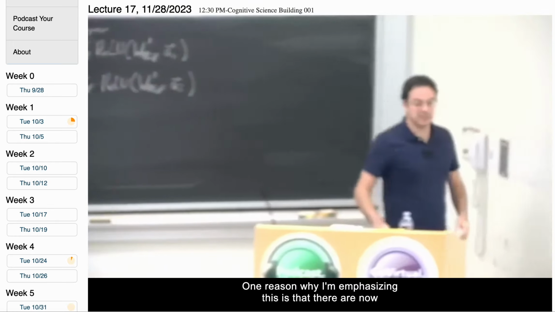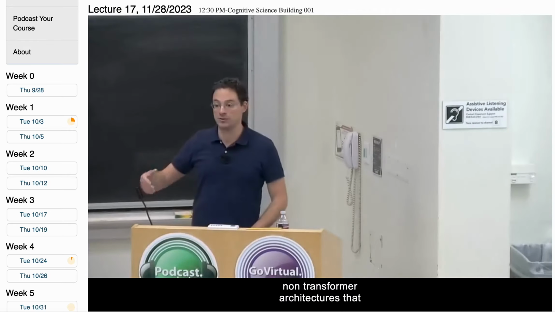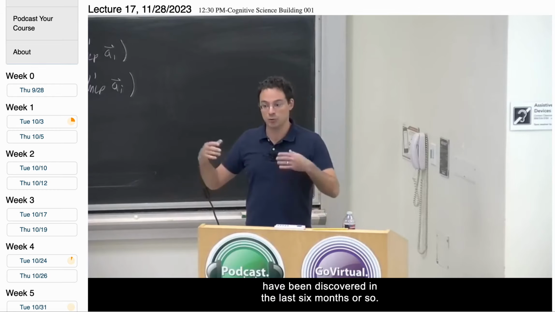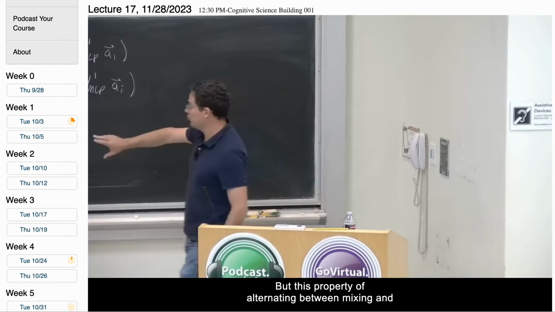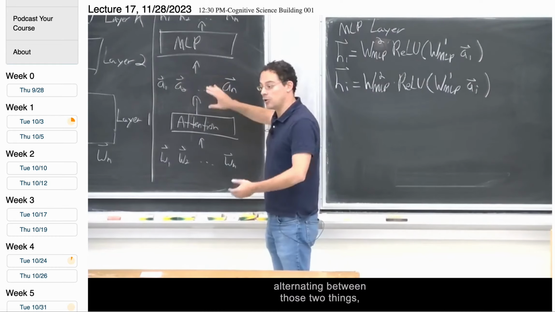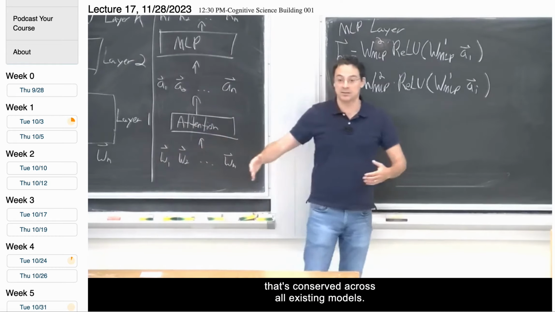One reason why I'm emphasizing this is that there are now non-transformer architectures that work very well for language modeling and other similar tasks. These have been discovered in the last 6 months or so. So they're new, but they work very well. But this property of alternating between mixing and then doing processing on individual words in parallel, alternating between those two things, that's conserved across all existing models.